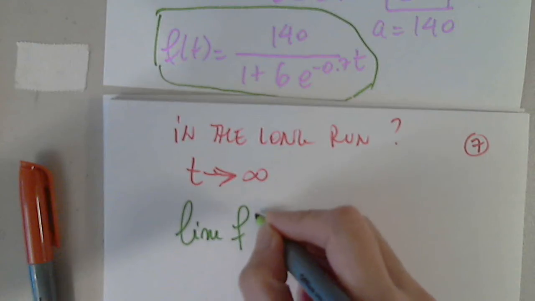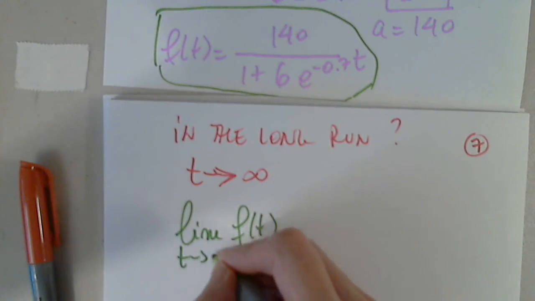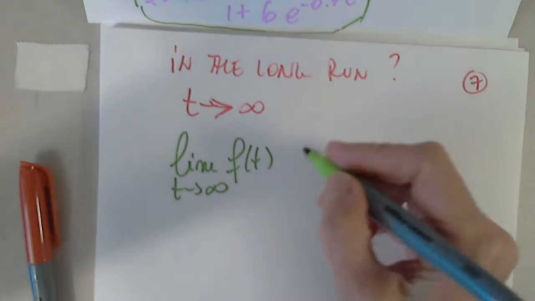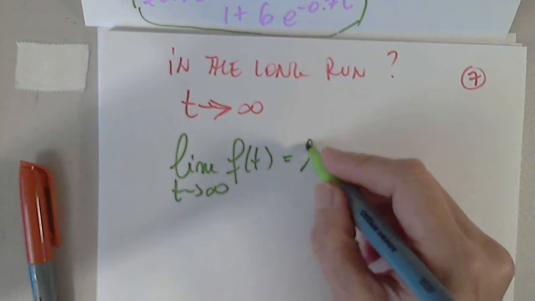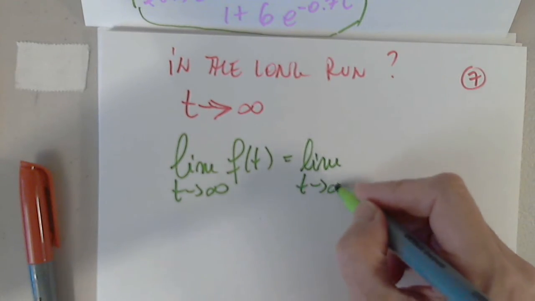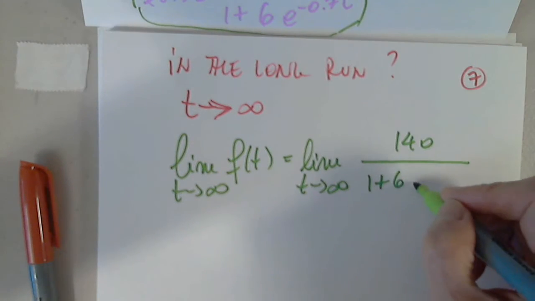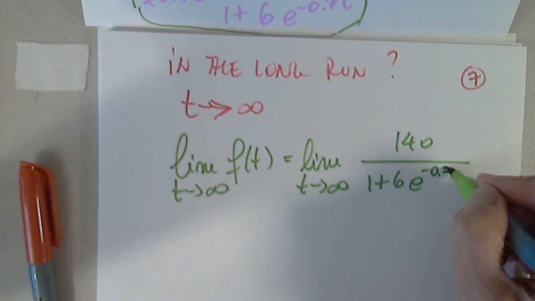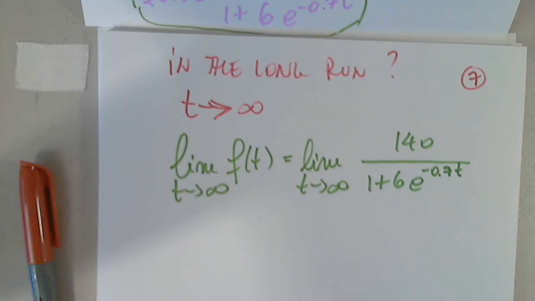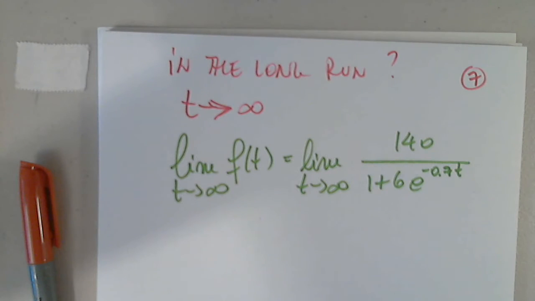So the limit of f of t when t approaches infinity. I'm going to put the function now: limit as t approaches infinity of 140 over 1 plus 6 e to the negative 0.7 t. Okay, so let's find this limit.